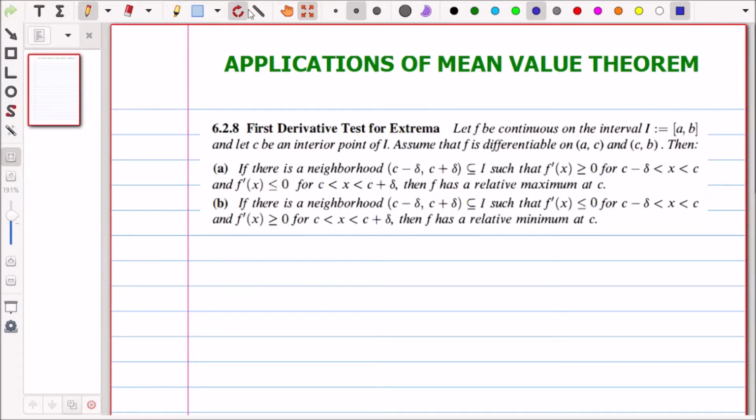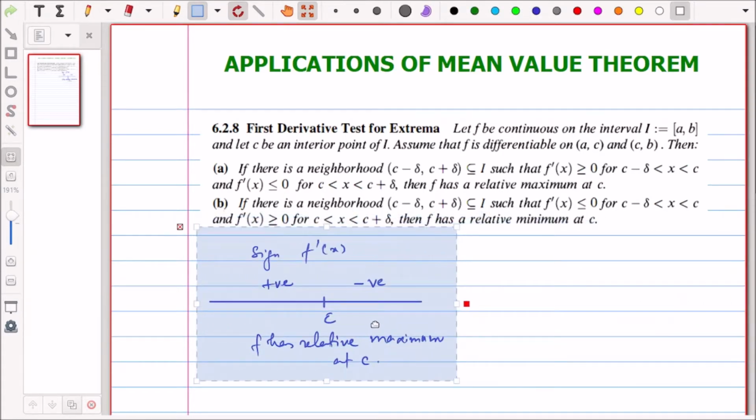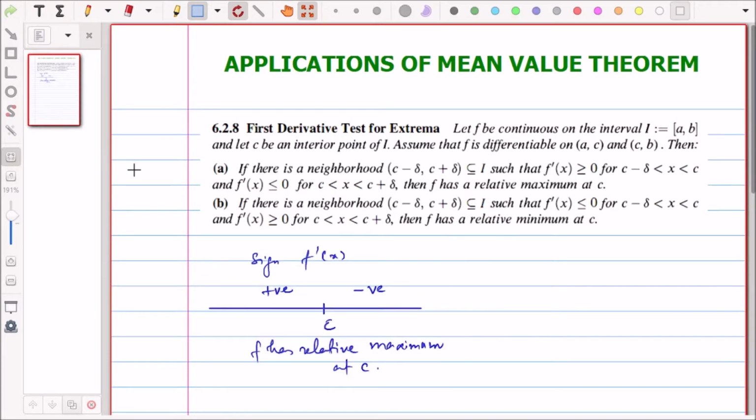Okay, so basically if you draw it on a number line, this is your C, and you are just checking the sign of the derivative f dash x. So on the left of C it is positive, on the right of C it is negative. Then in this case f has a relative maximum at C. Okay, is it fine? So this is your part A.